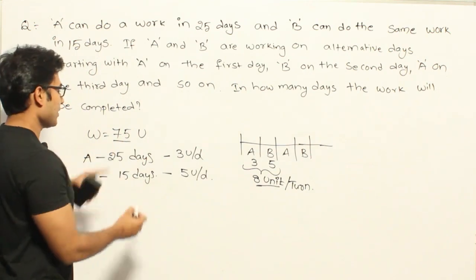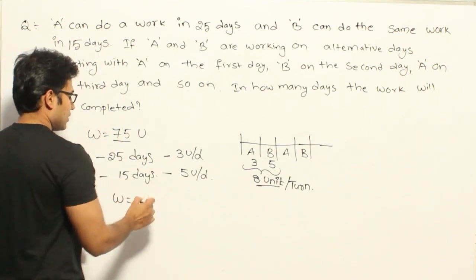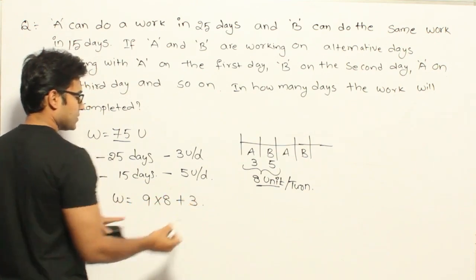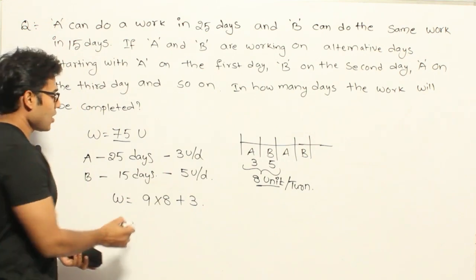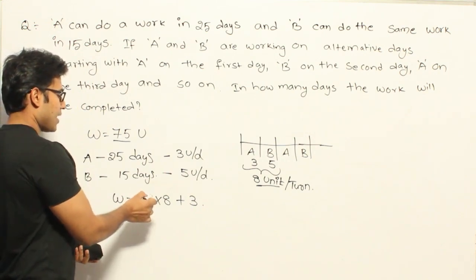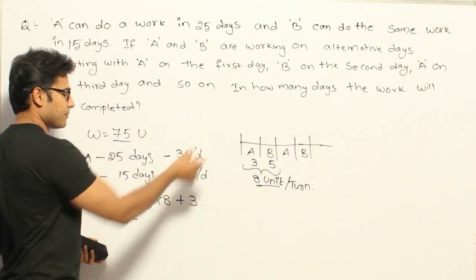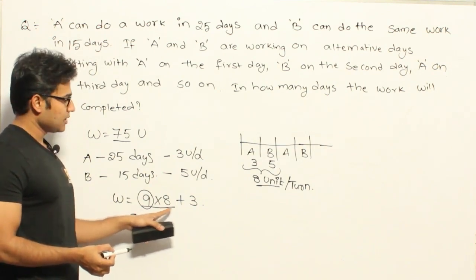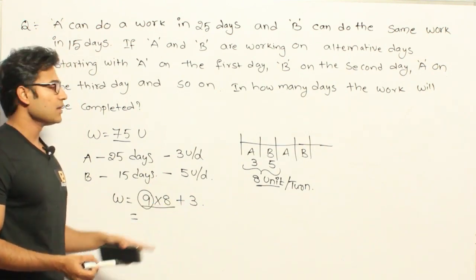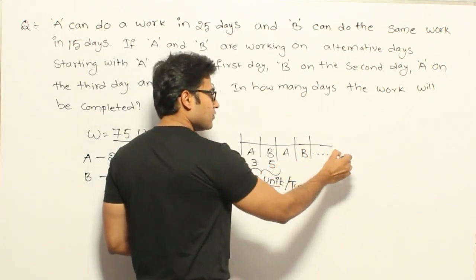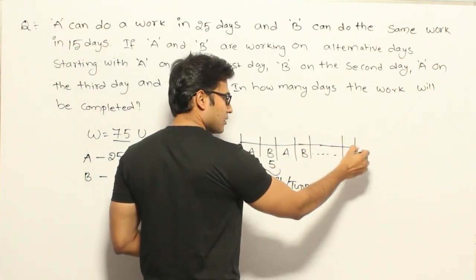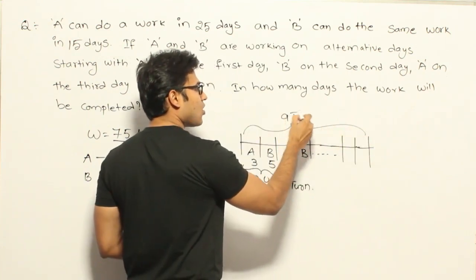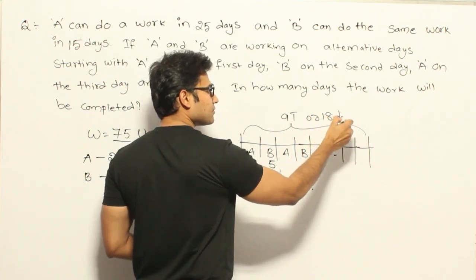So what does it mean? I can write total work as 9 into 8 plus 3, 72 plus 3, right? So what does it mean? It means that I can let 9 turns happen so that totally 72 units of the work are completed and the remaining 3 units will be remaining. Got it? So if you let this happen for 9 turns, that is 9 turns or 18 days.